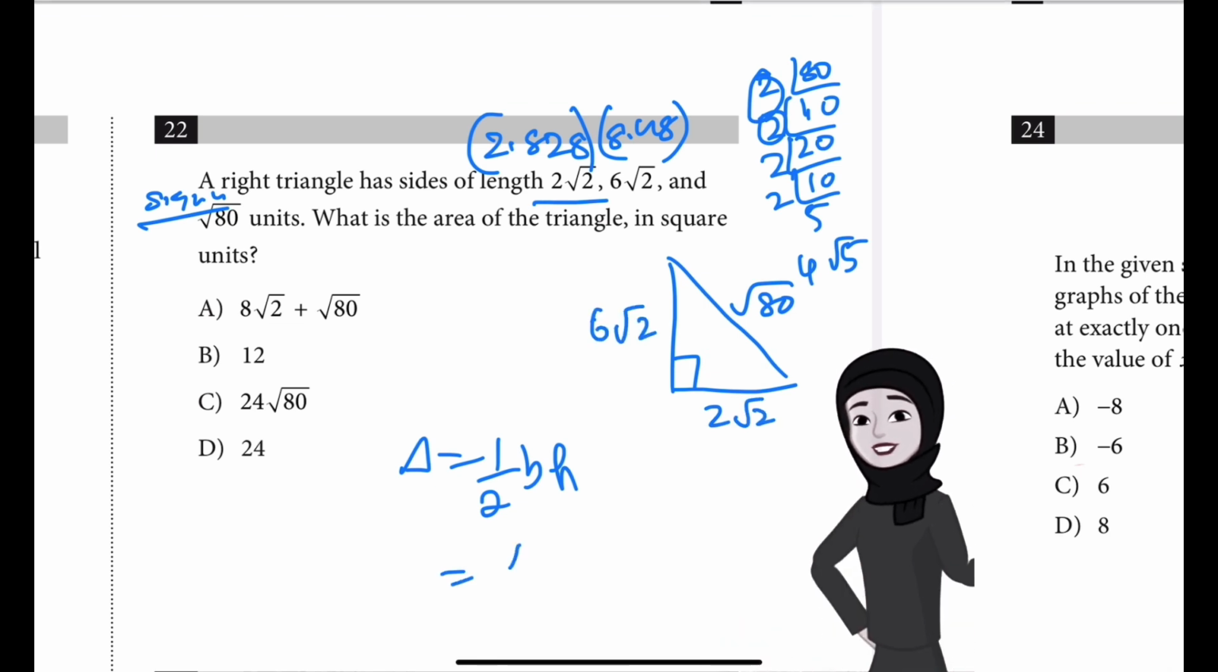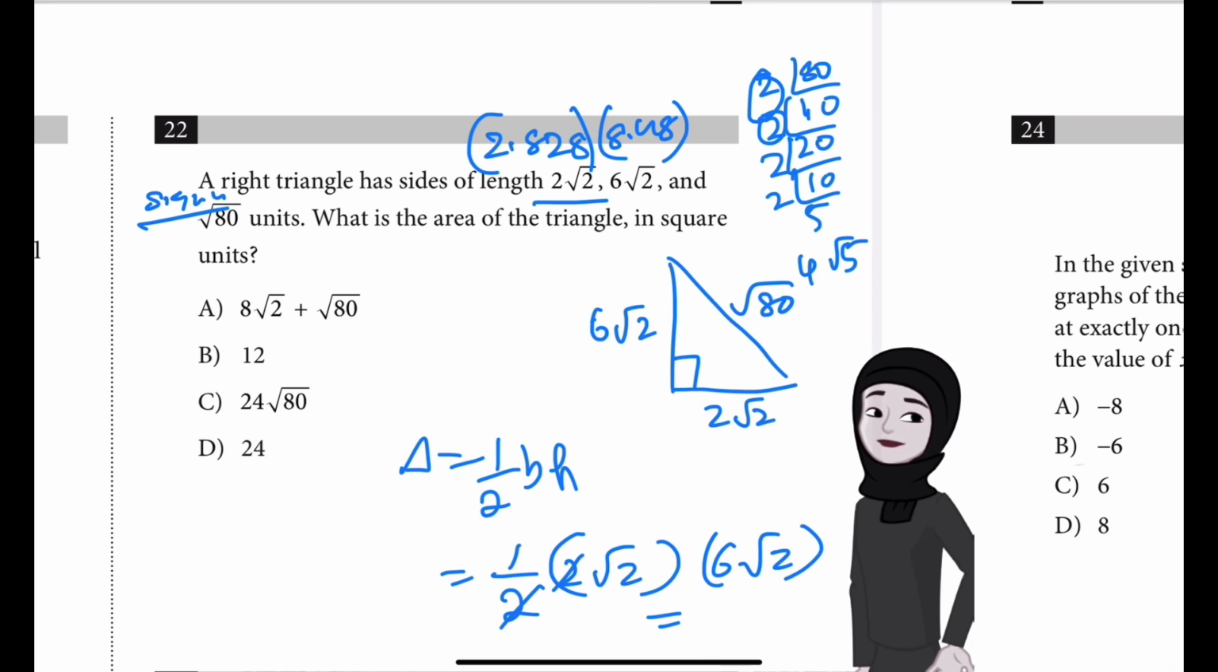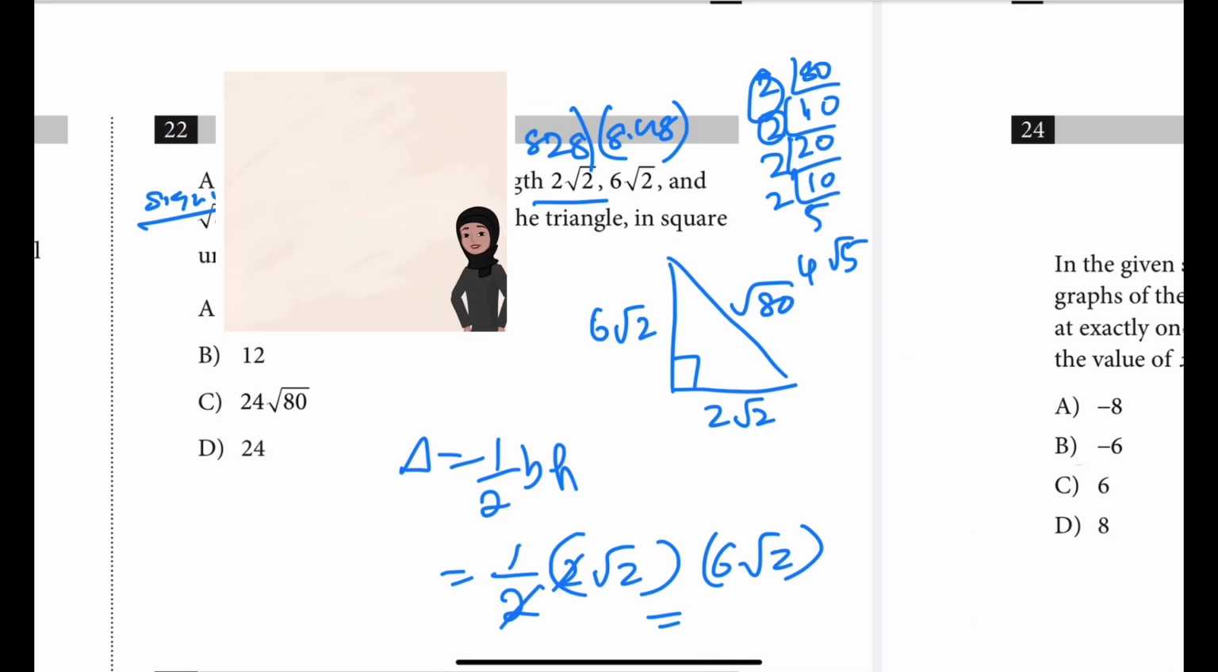So half base times height means half times base, which is 2 root 2, and height, which is 6 root 2. So simplify this, we will get the final answer, which is 6 times square root of 4. So that will be simplified to 6 times 2, which is 12. So the final answer will be B.